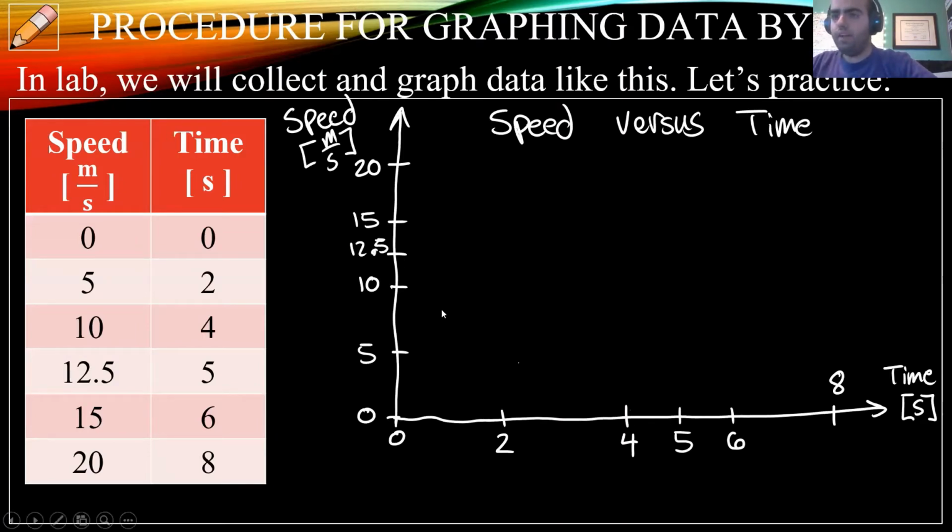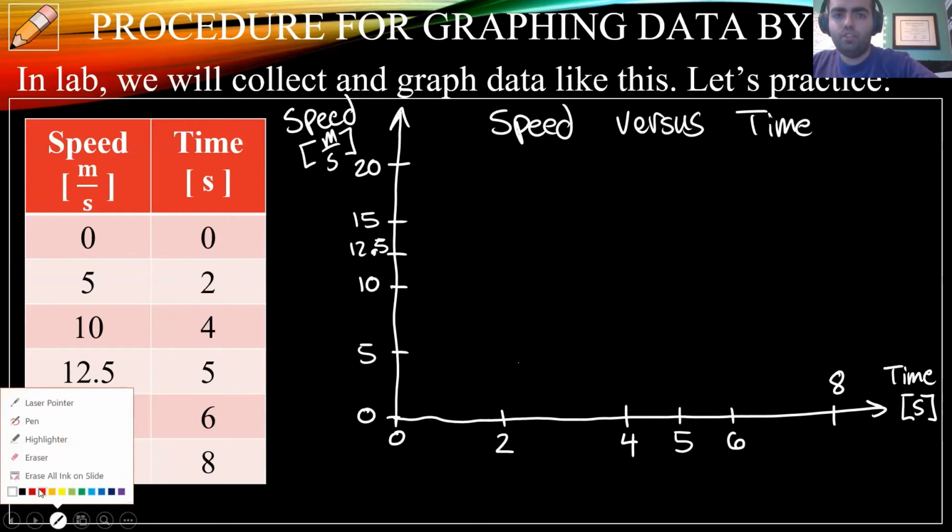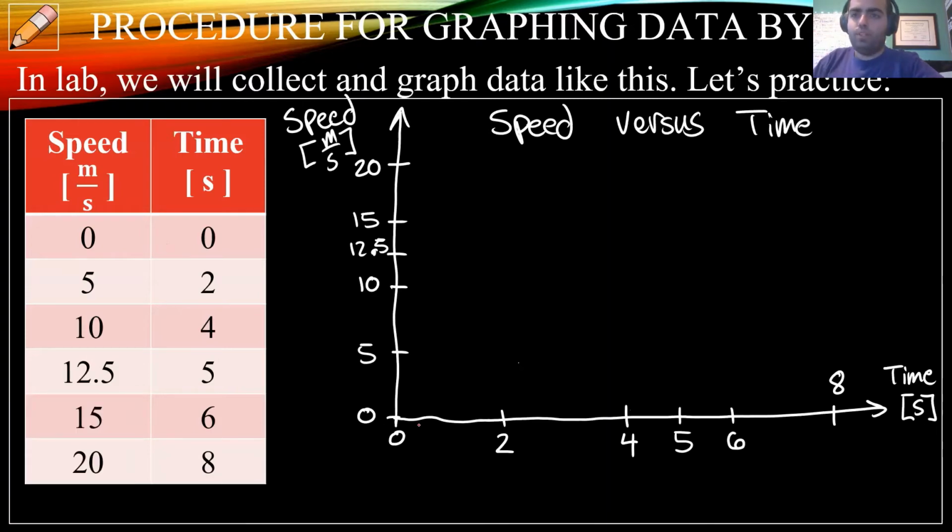So now I have a nice scale for both of my axes. I have quantities labeled, I have a title. Now I'm ready to actually start plotting my points. And just for clarity, I'm going to plot these points in red. The first is at time 0, the speed is 0. So that's this point right here.